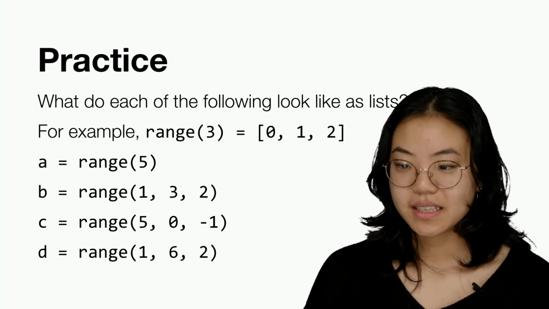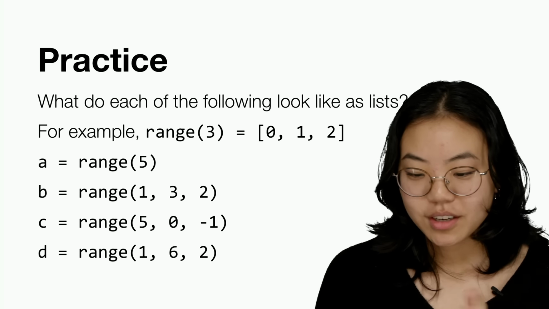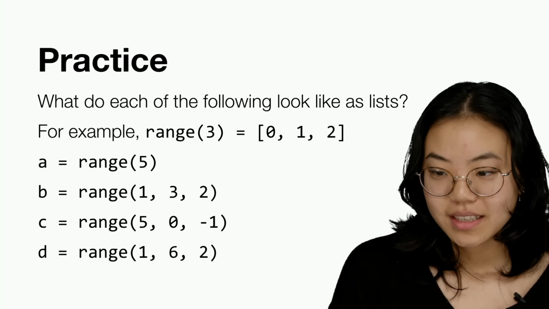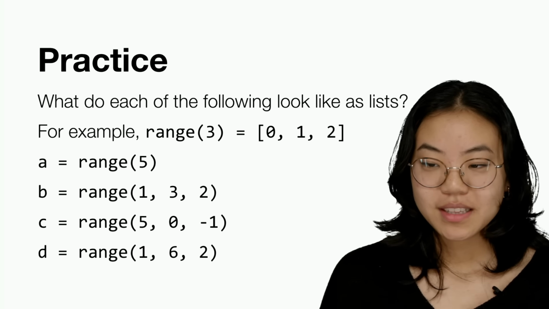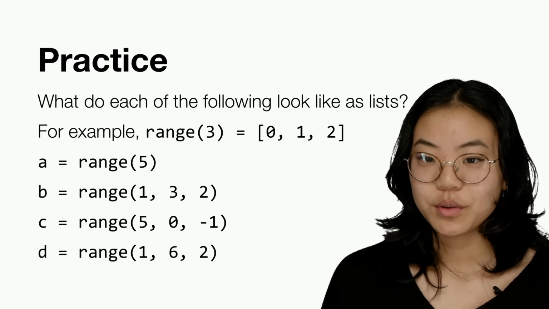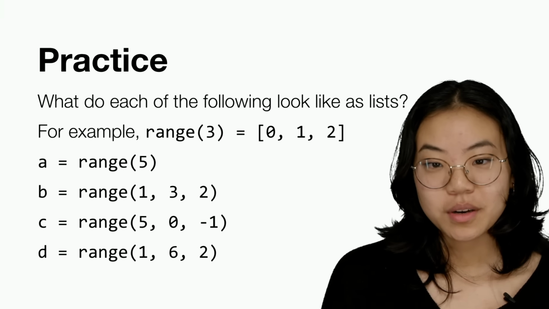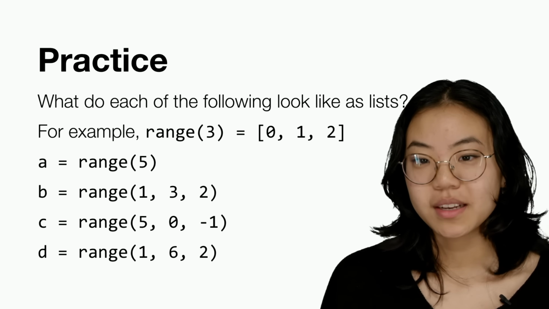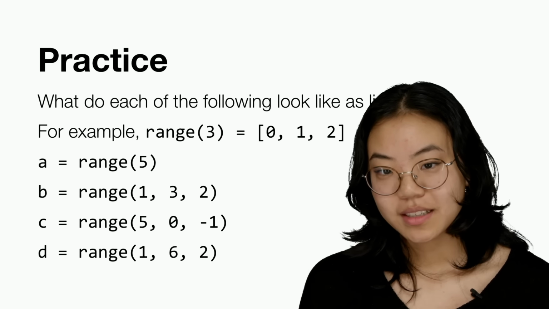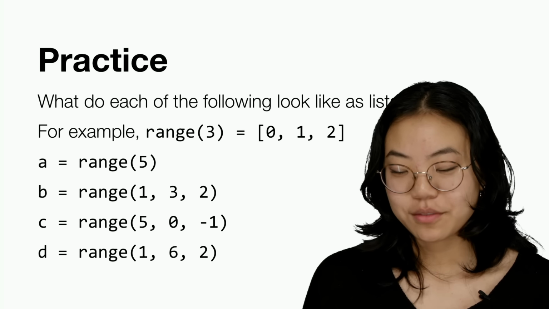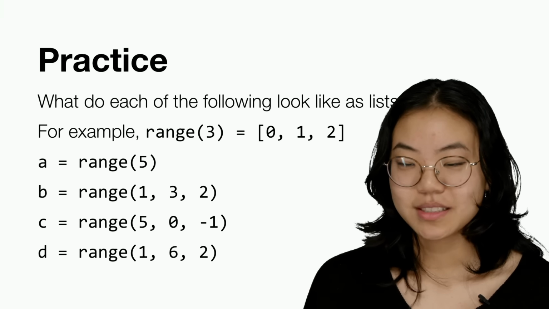So for B, this is where it gets a little bit trickier. We're starting at 1. We're going up to but not including 3. And we've specified the step this time as 2. So as some people are saying in the chat here, our list would include 1, but then on the next increment, we're going to 3, but 3 is outside of our range, right? So 3 is exclusive. So B would just be a list of 1.